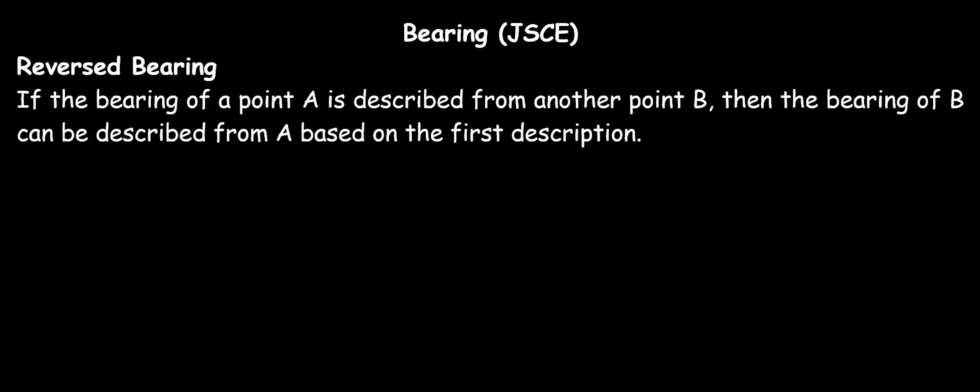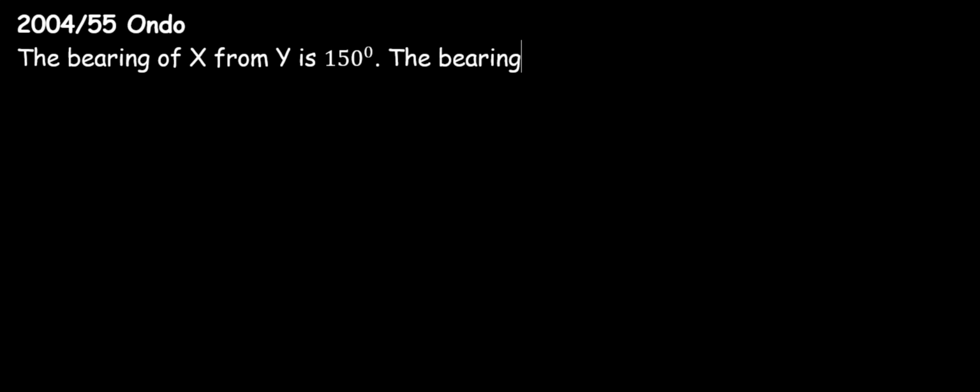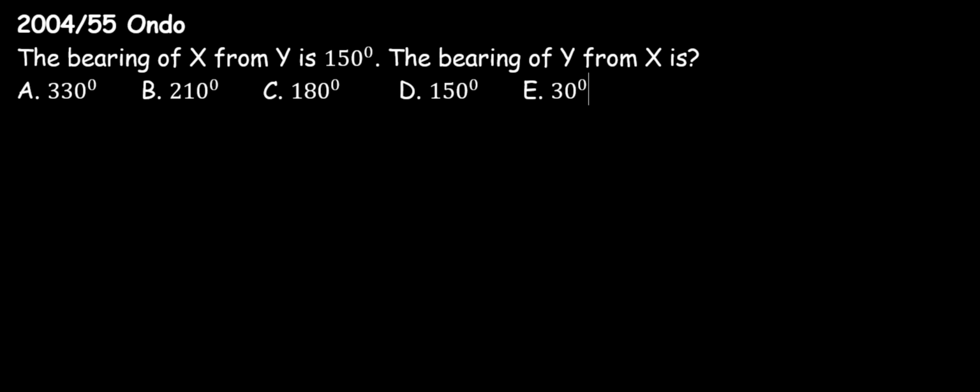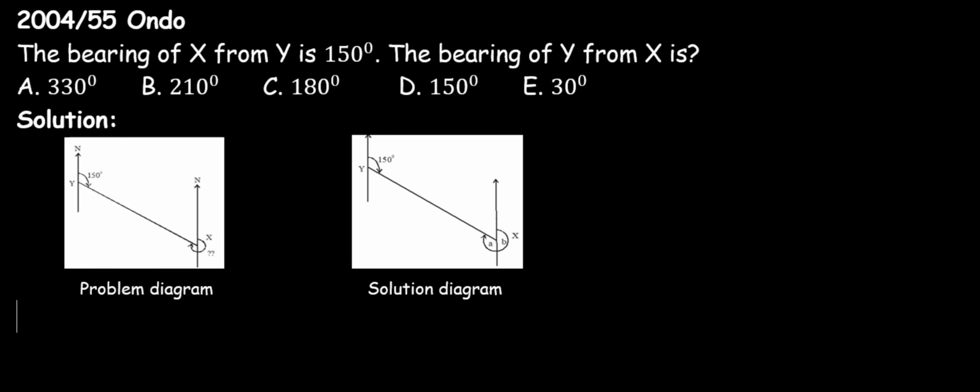Let's take an example. The bearing of S from Y is 150 degrees. The bearing of Y from S is, the options are given. Solution. The problem diagram is given to us. The first diagram gives us what the question said, that the bearing of S from Y is 150 degrees.